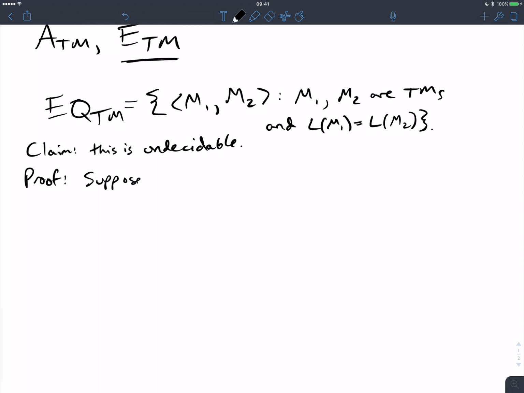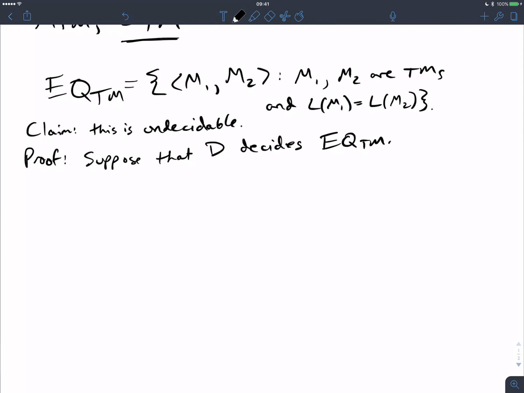Suppose that D decides Eq TM. I think I've said this before. The hardest thing about this class is coming up with names for things. Yeah, so you run out of names very quickly when you do these types of proofs. All right, so I assume that D is a decider for Eq TM.